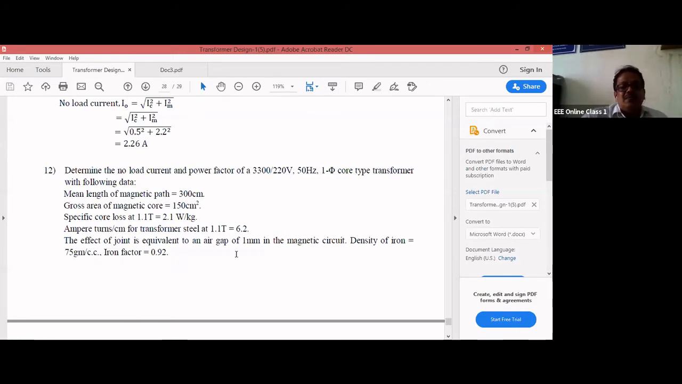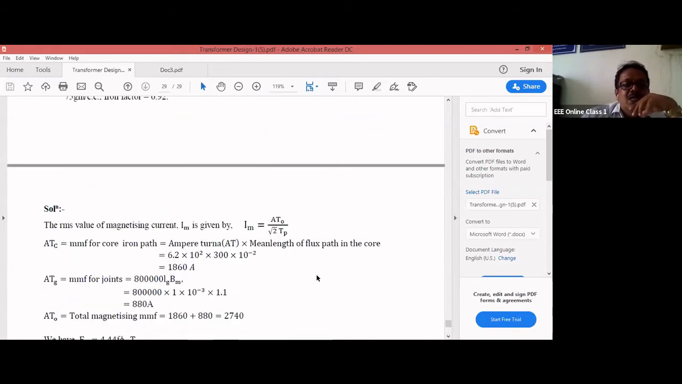A very important problem. Let us solve this. What you have to calculate: the no load current, and along with that the power factor. Now let us calculate the magnetizing component. The RMS value of the magnetizing component IM is given by IM is equal to I m naught divided by root 2.